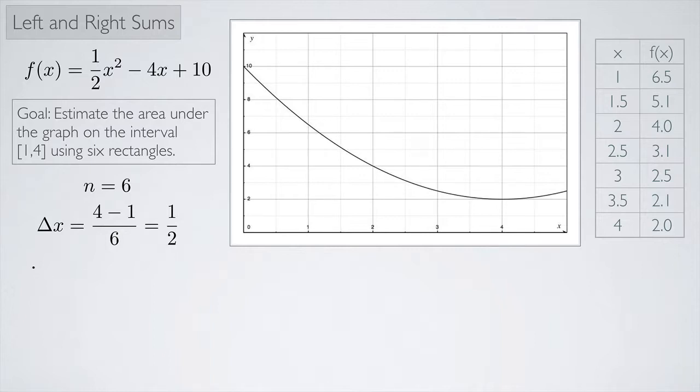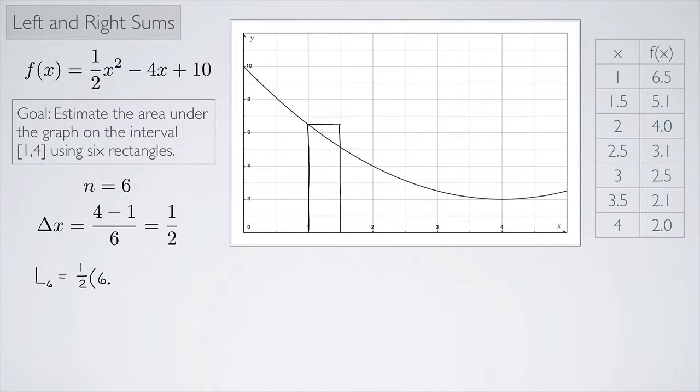So for left endpoints, we're going to call that L sub 6. And L sub 6 will be the area of the 6 rectangles using left endpoints. So the first rectangle is going to start at 1, and it's going to go all the way up to here. And since the left end of the rectangle determines the height of the rectangle, that's what it means to use left endpoints. This is going to be our first rectangle. Remember, it has a width of 1/2, so I can put the 1/2 here. And a height of, well, f of 1. f of 1 is 6.5.